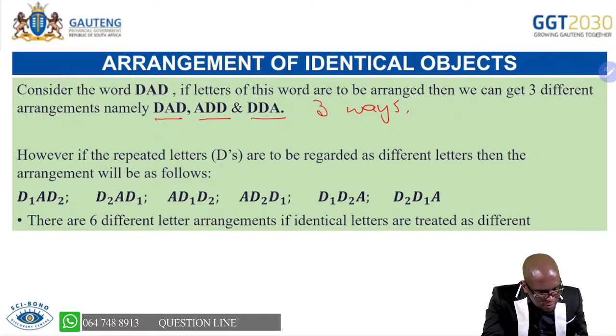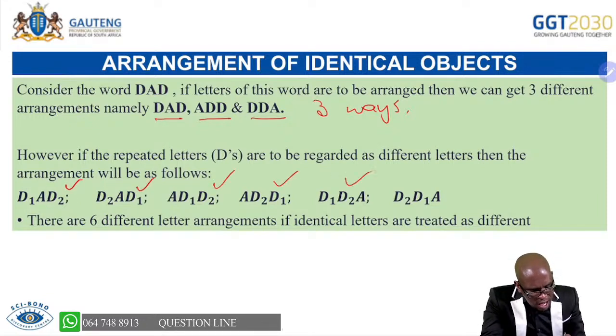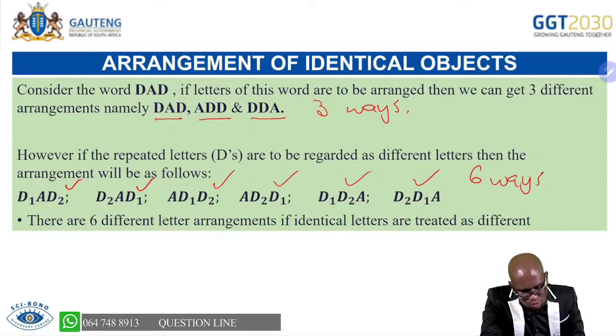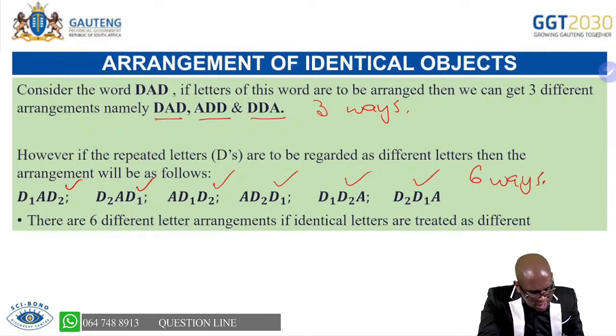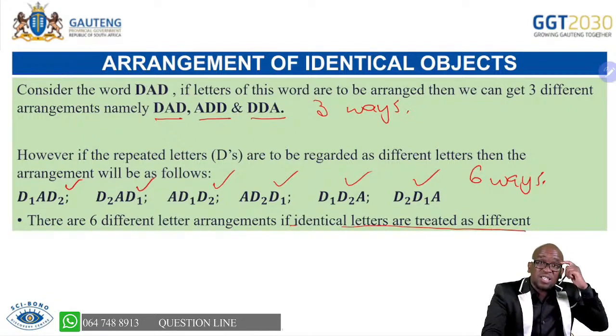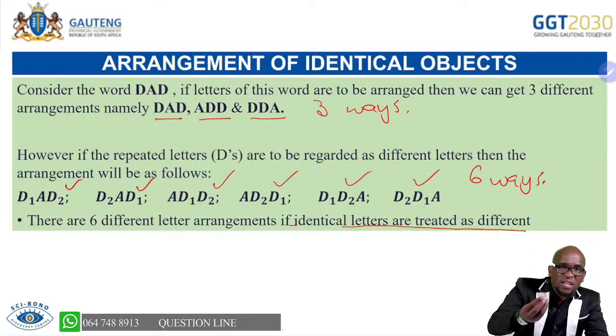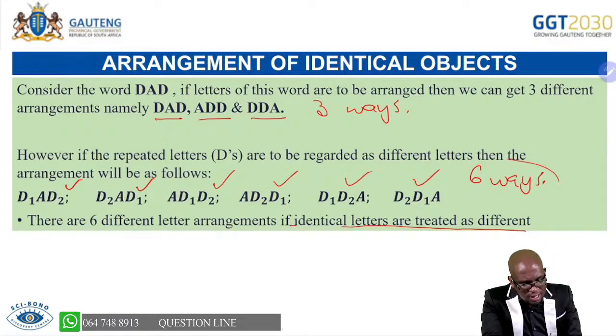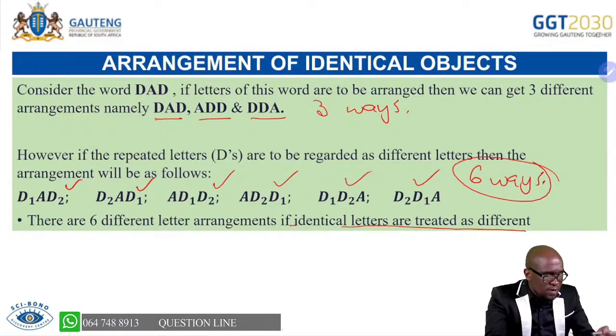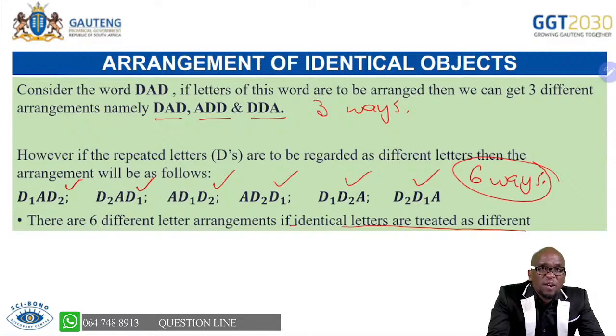Now, however, suppose that the repeated letters, the D's, are different. So we have D1 and D2. You can see that the number of arrangements now increased to what? 1, 2, 3, 4, 5, 6. We have now 6 ways in which we can arrange these letters. So there are 6 different arrangements if identical letters are treated as different. We use D1 and D2 just to differentiate them. So you can see that the number of ways now increases if letters are treated as what? As different letters.